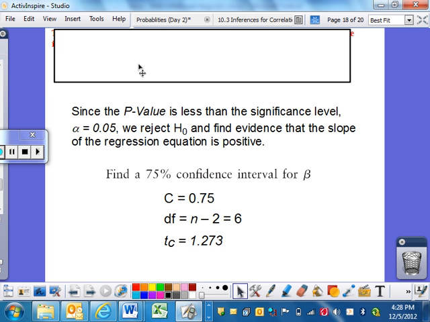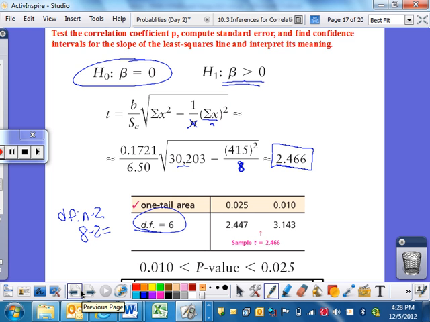Okay, since it's less, you can reject, and basically you have evidence that the slope of the regression equation is positive. Okay, so it's less than our magical value, we reject, and that's how that works. So really the statistical testing part is no different. You just have to realize: are they testing the slope, or are they testing the R equation? And if you can figure that part out, it's not so bad.